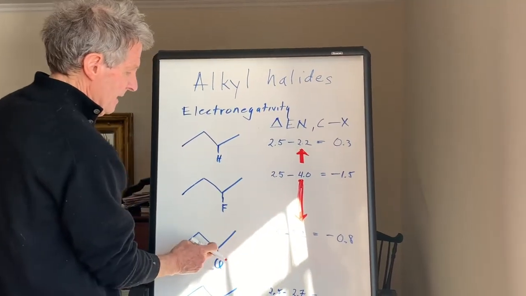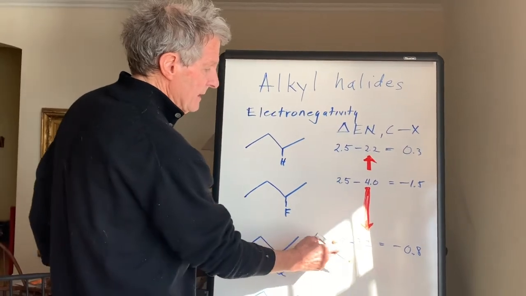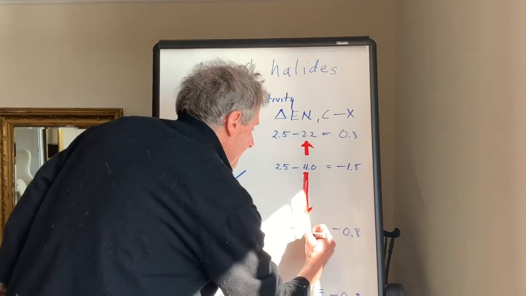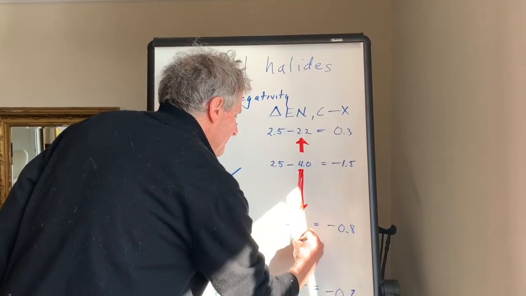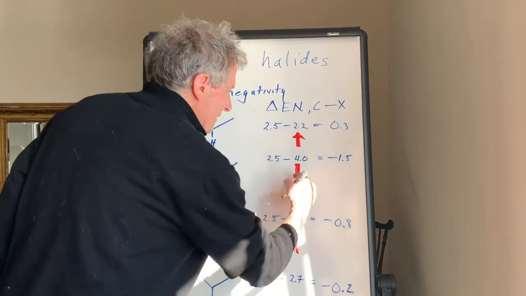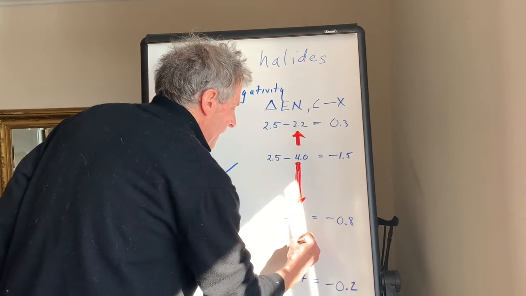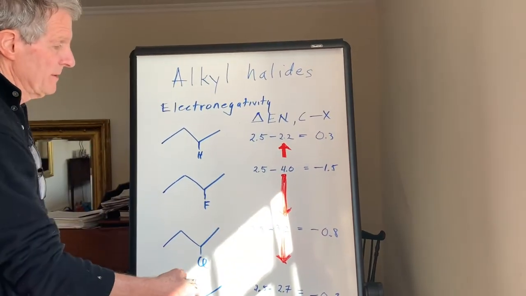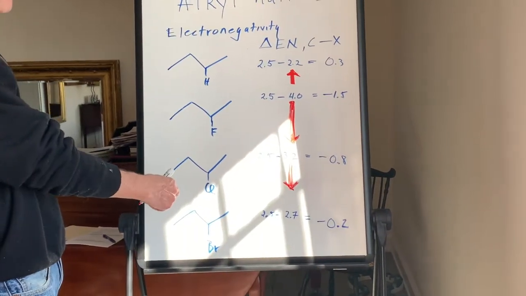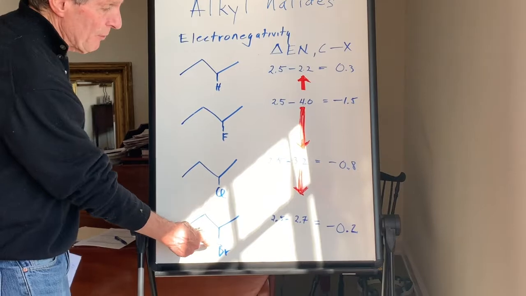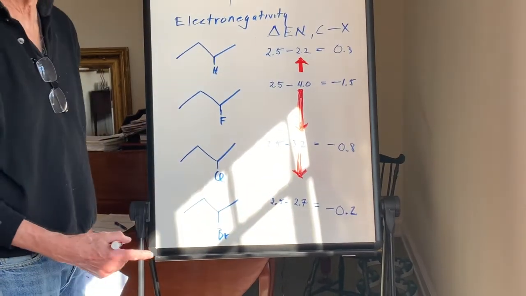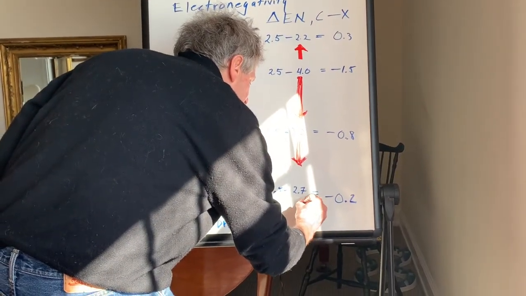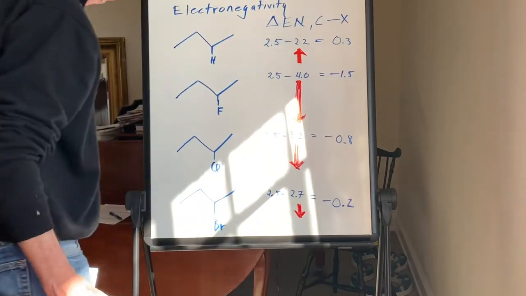Now, the carbon to chlorine bond is a difference of 2.5 minus 3.2, which is minus 0.8. So it's again in the direction towards the halogen and a bit more than half as strong as the carbon to fluorine bond. And finally, in this little table, the carbon to bromine bond has an electronegativity difference of minus 0.2. So again, it's a little short arrow, but again, it's pointing towards the halogen.